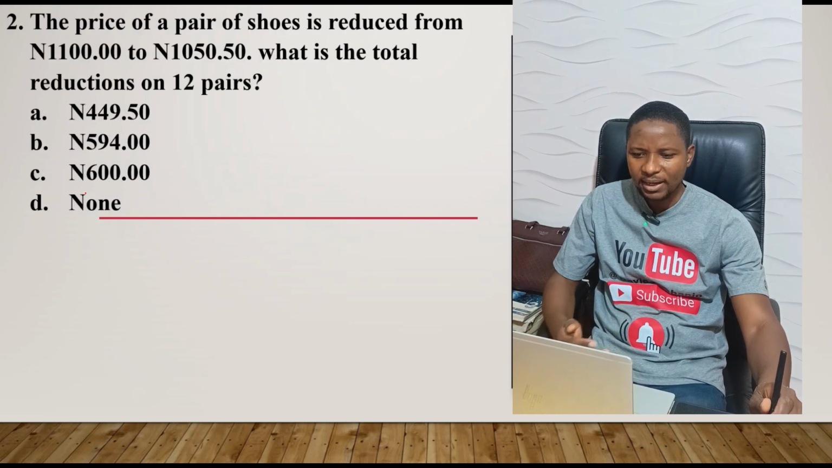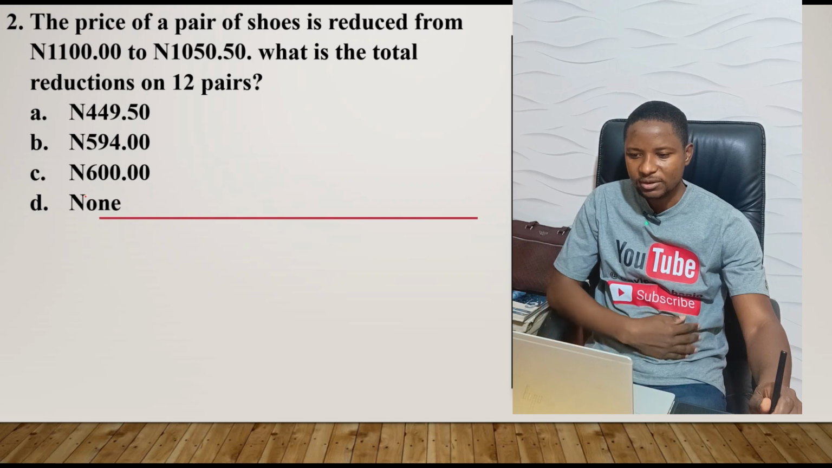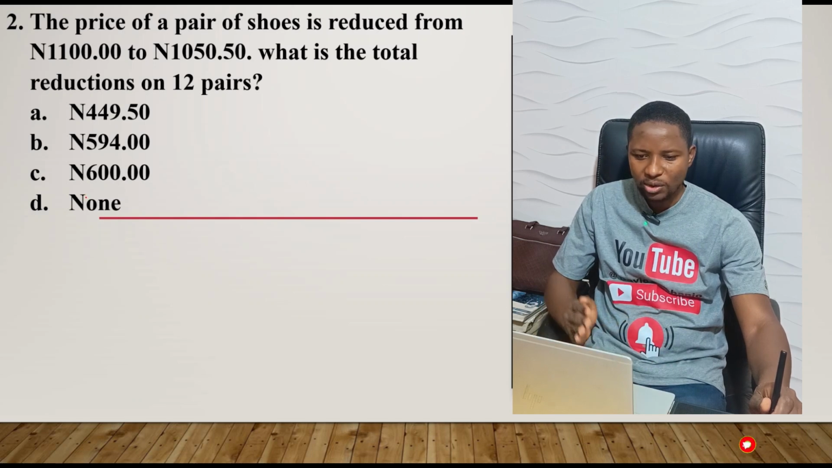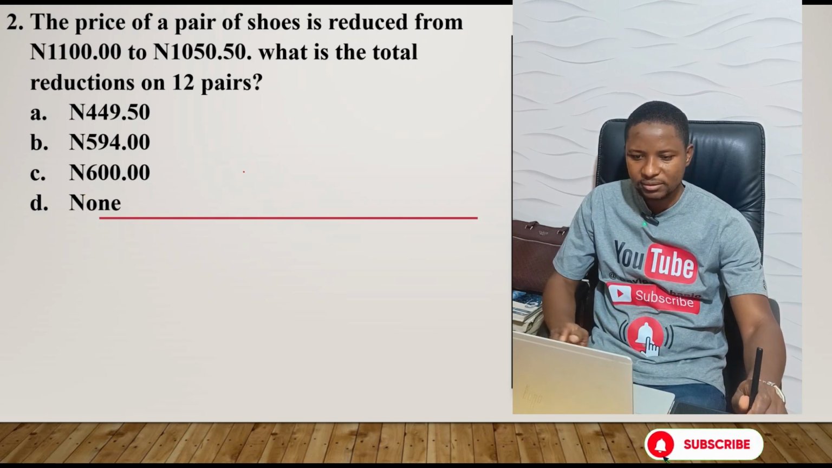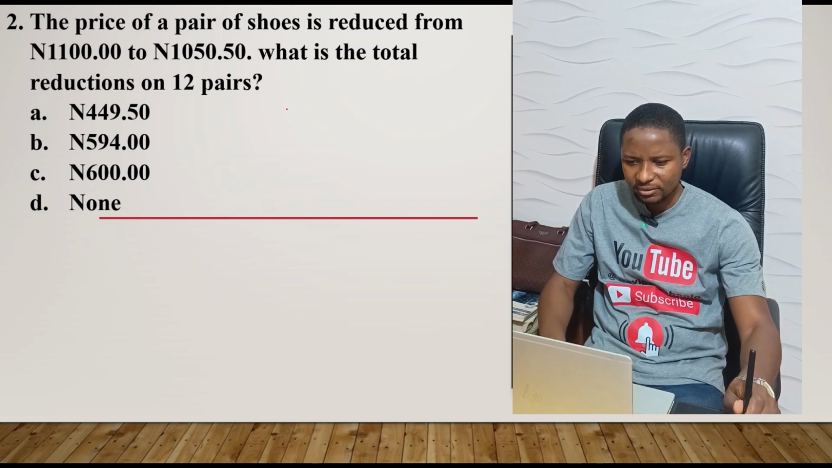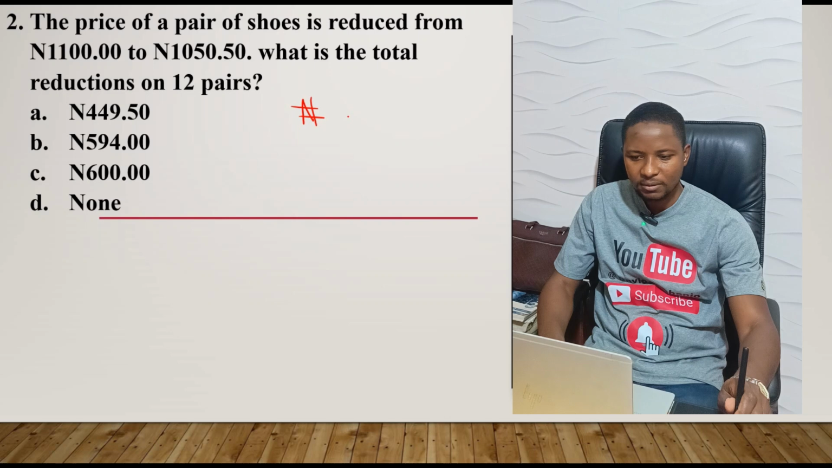The price of a pair of shoes is reduced from 1,100 to 1,050 naira and 50 kobo. So let's find the reduction by subtracting 1,050 naira 50 kobo from 1,100.00.